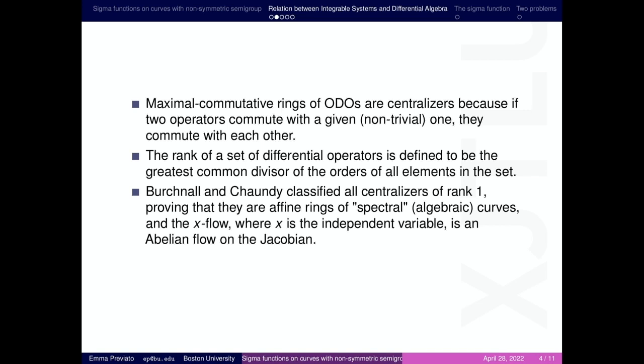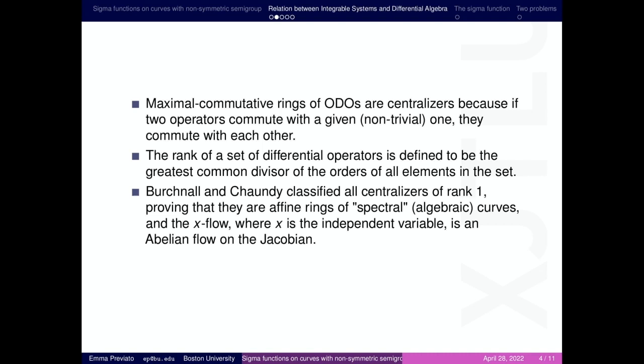So, if you have one fixed operator, and you take two operators A and B that commute with it, then they must commute with each other. Something very nice that doesn't happen with matrices, that doesn't happen in several variables, but it happens in one variable. And this is what makes a centralizer an extension, a transcendental extension of degree one of the field of coefficients. And so it's a curve. It's an algebraic curve. It's just one variable.